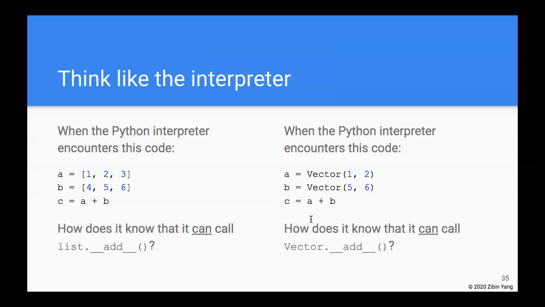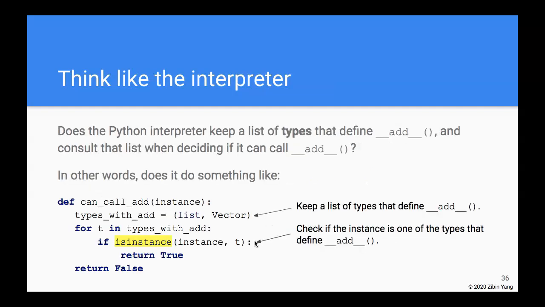So we are going to start with a theoretical question: how does a Python interpreter work? Especially when it encounters code like this, where it tries to add two lists together, or add two vectors together. How does the Python interpreter know that it actually can call list.__add__ and vector.__add__ in these cases? Now, there are several approaches that the Python interpreter can take.